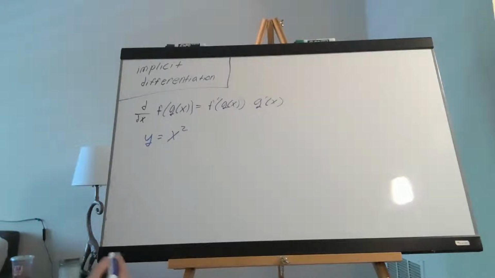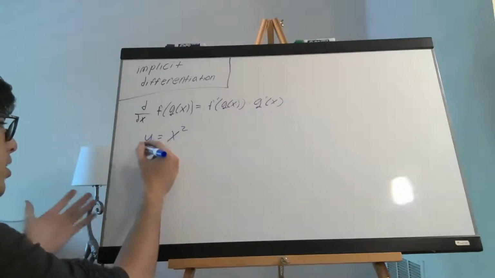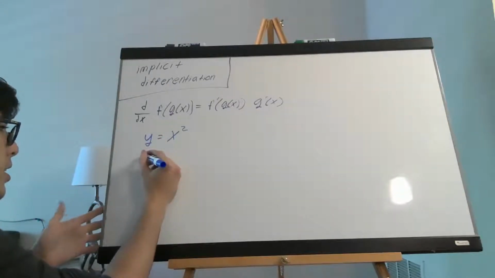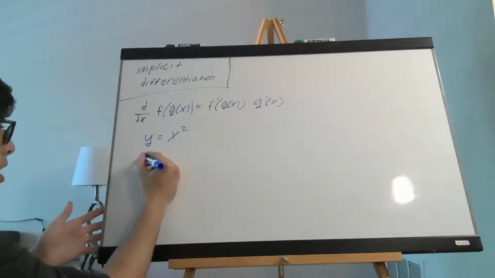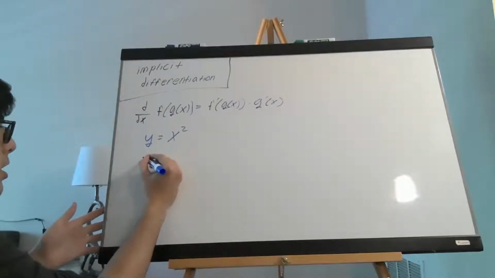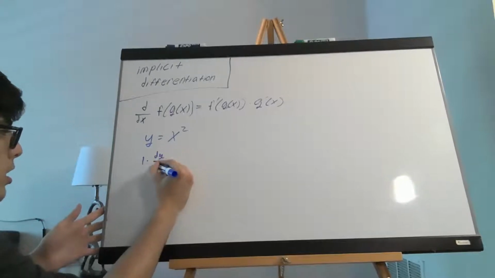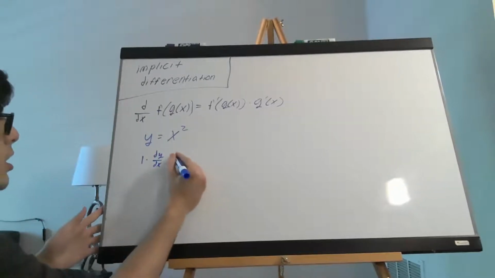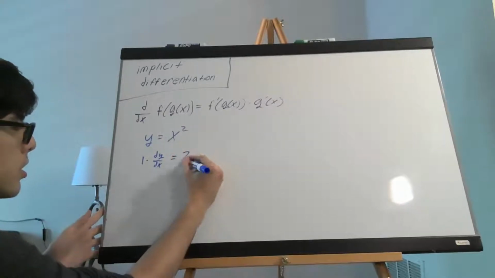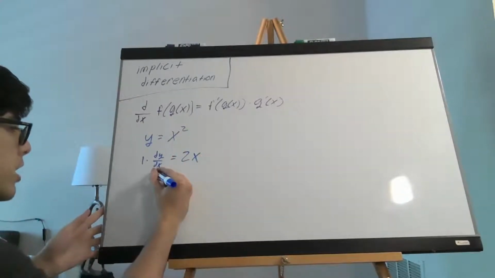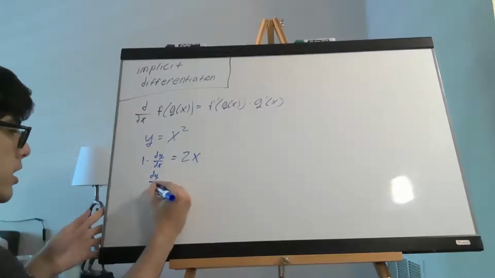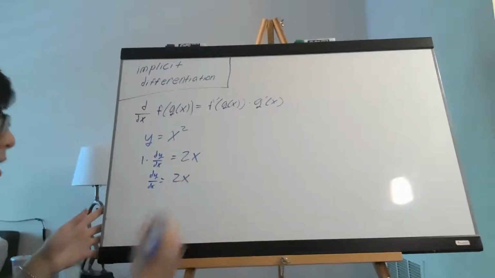So the tricky part is now that we've got this y term, so if we want to take the derivative, we have to differentiate the entire expression. So if you think about this, we can say, okay, the derivative of y is 1, times dy/dx, equals 2x. So that gives us dy/dx equals 2x.